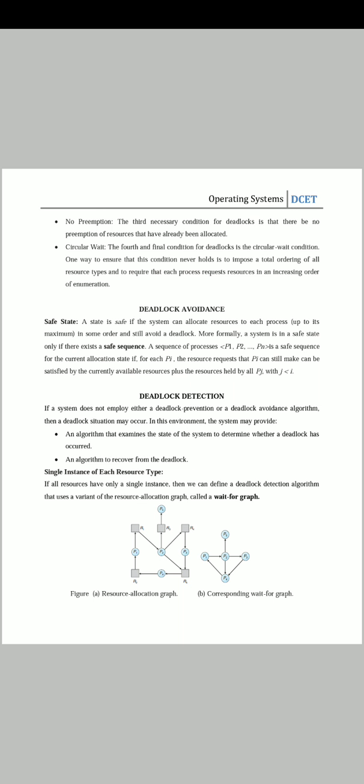Next we have deadlock avoidance. For deadlock avoidance we use Banker's algorithm.